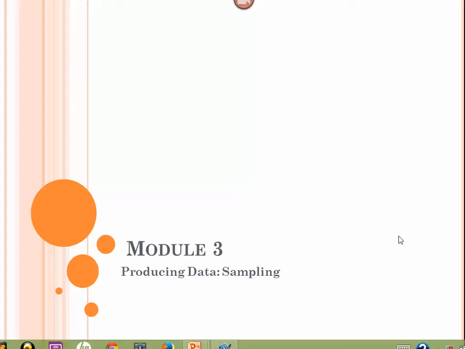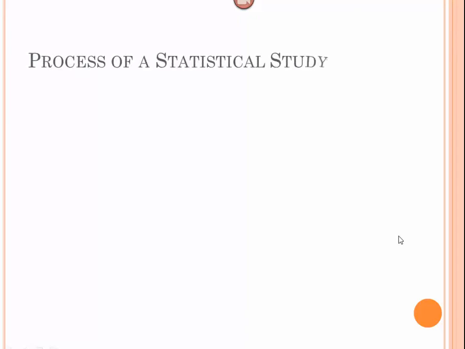Hi, welcome to Module 3 of Unit 1, where we're going to look at a really important part of a statistical study, which is doing correct sampling for our study. When we look at the actual process of a statistical study, it usually starts out with a singular question. We want to know something about a given population.